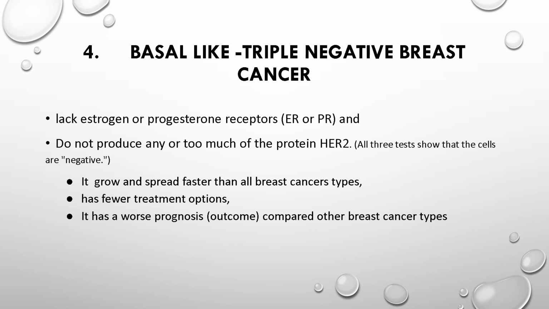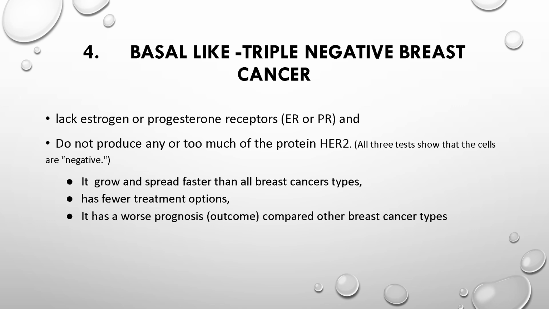The fourth one is what we call basal-like subtype, also known as triple negative breast cancer. The term triple negative breast cancer refers to cancer cells that lack estrogen hormone receptors, progesterone hormone receptors, and do not produce any or too much of protein HER2 receptors. Basically, all are negative.